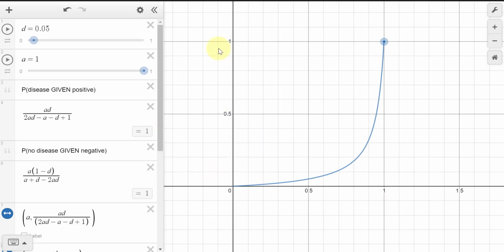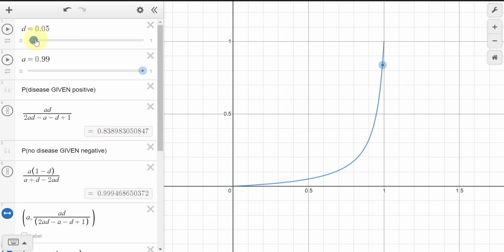So this vertical scale, think of that as a probability, and it is the probability that you actually have the disease if you tested positive. So if we increase the accuracy to 99%, and 5% of the population has the disease, the test is 99% accurate, there's an 83 or 84% chance that you would actually have the disease if you tested positive with that test.